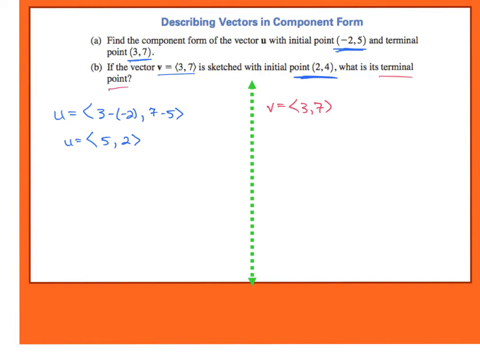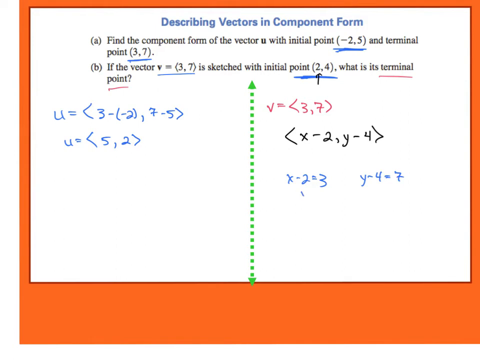I need to find the terminal. To do that, if we go backwards, I don't know what my terminal is, so I'm just going to call it x, minus what was I given? 2, comma, I don't know the y of my terminal, minus the 4. All right? And so if I set x minus 2 equal to 3, because that's what it ends up being, right? And then I'd set y minus 4 equal to 7.